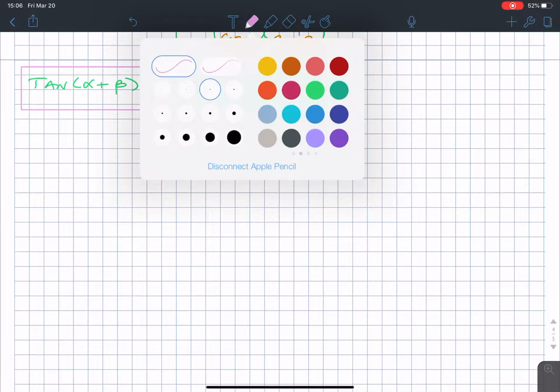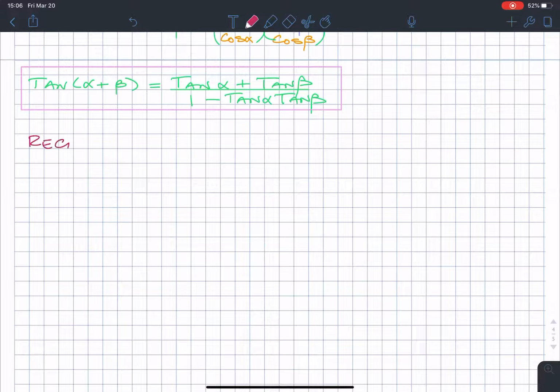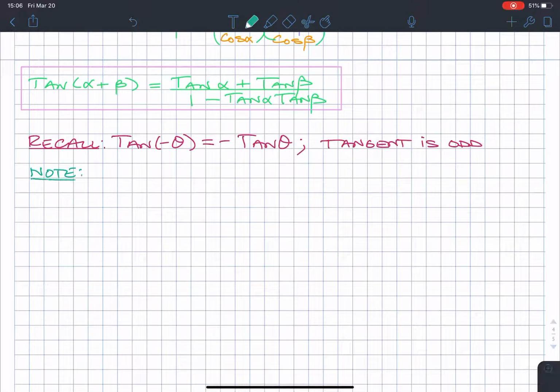Okay, now let's consider tangent of a difference. So let's recall, tangent of a negative angle, because it has sine in the numerator, is minus tangent of an angle. That is, tangent is odd. It has 180 degree rotational symmetry. Okay, so let's note then, if that's true, then tangent of alpha minus beta can be written as tangent of alpha minus a negative beta.